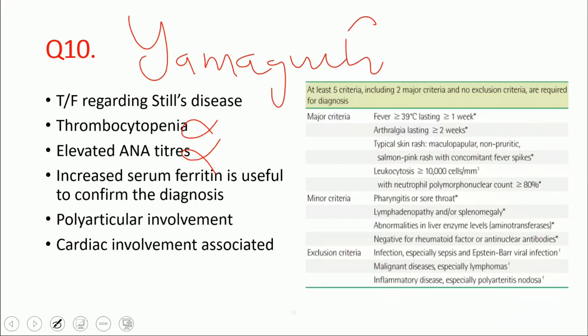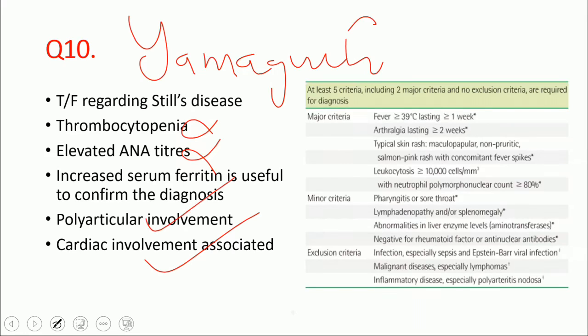And with time, what happens when they have initially fever, sore throat, they have this fever, rash, and joint involvement. Some people have pericardial and pleuritic involvement, right? Very rarely carditis, myocarditis. So these are some of the manifestations, right? So cardiac involvement is, yes, myocarditis, myopericarditis is seen in Still's disease. Polyarticular involvement is also seen.